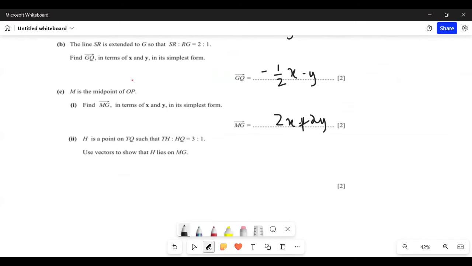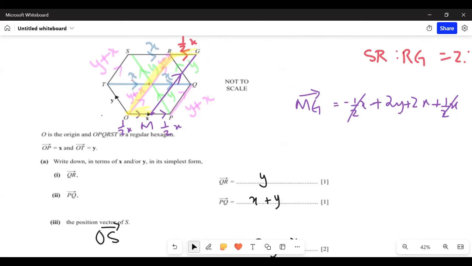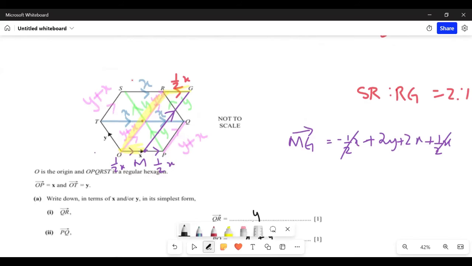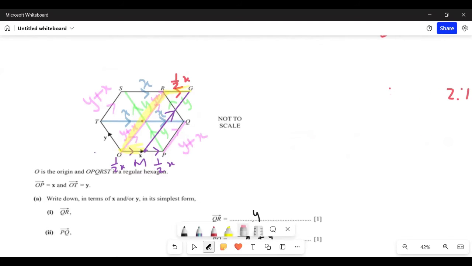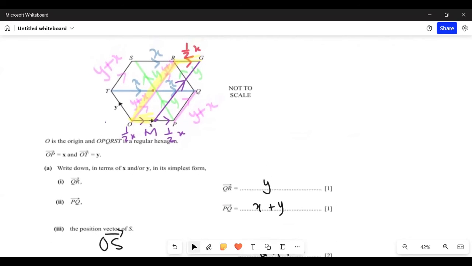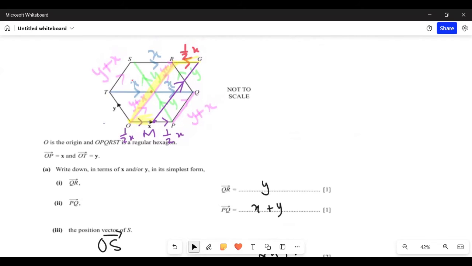And lastly, it says H is a point on TQ such that TH ratio HQ is 3:1. Use vectors to show that H lies on MG. Let's enter that in the figure as well. So you have to show that H lies on MG. So that means it should be somewhere over here. This is what we have to prove, that H is here.